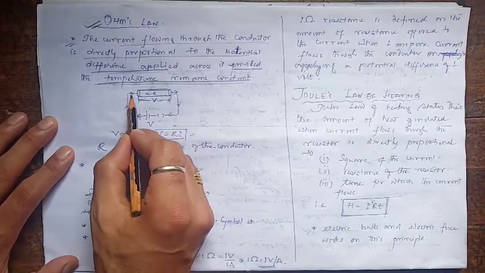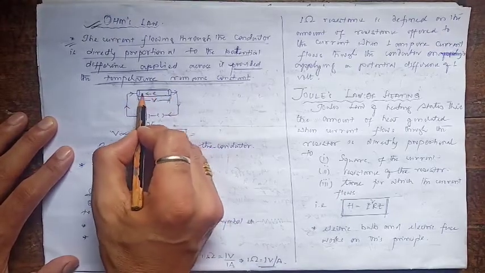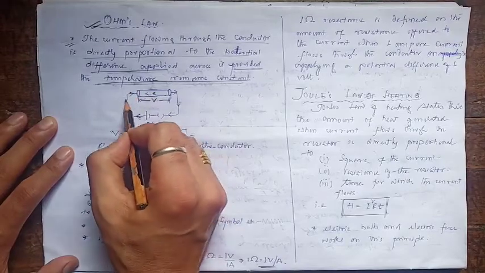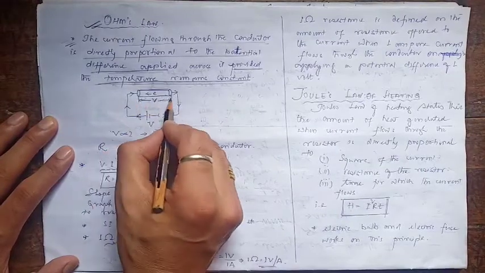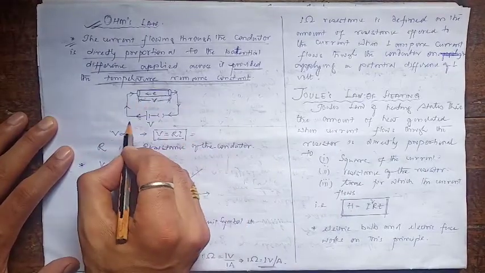no such current exists in reality. Electrons will flow in this direction. This is the actual flow of the current. So if we maintain the potential difference across the ends of the conductor, the current flows through the conductor.